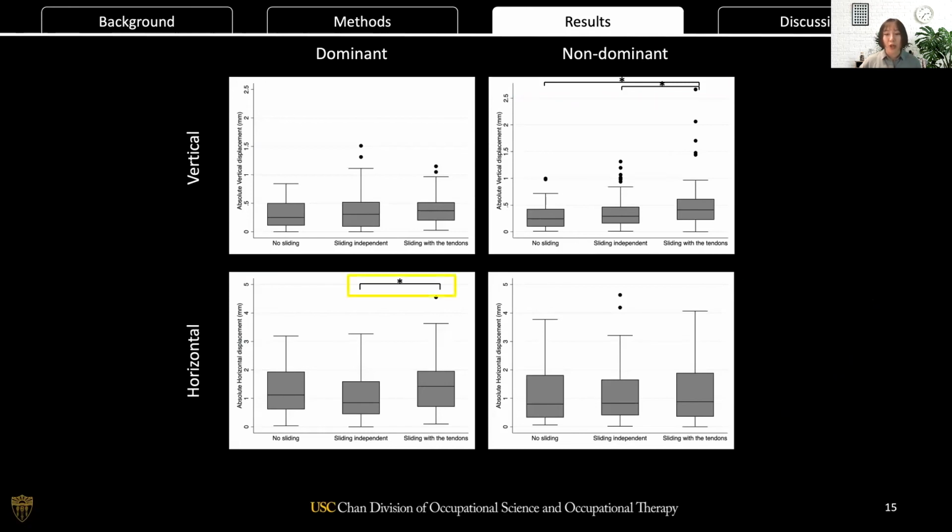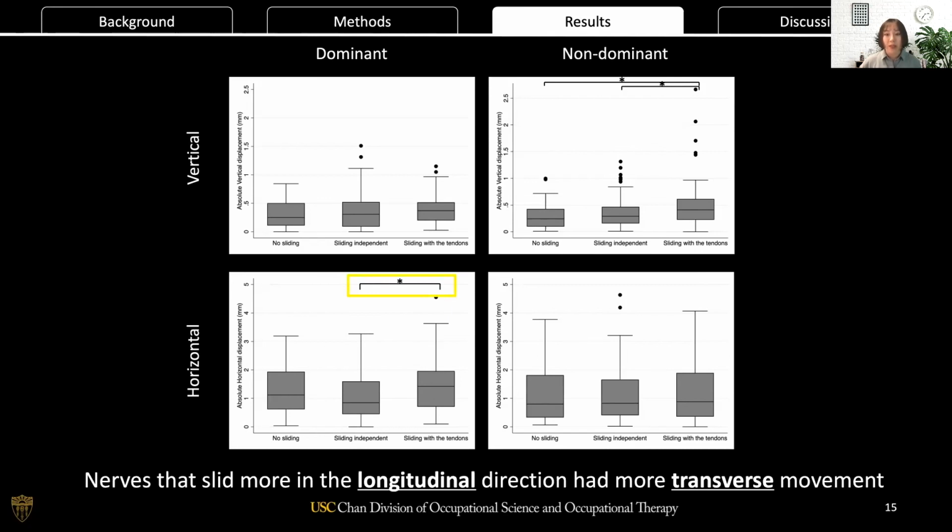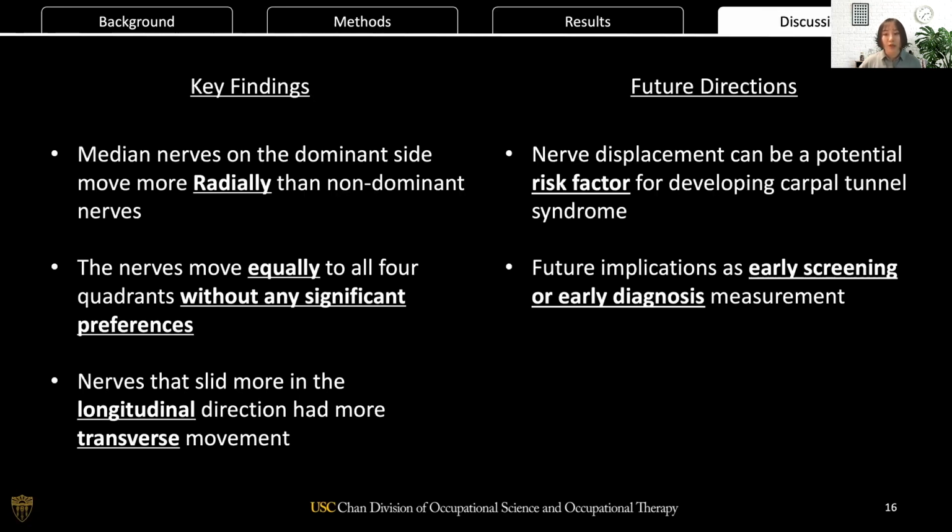In the dominant hand, we found a higher horizontal displacement for nerves sliding together with the tendons compared to nerves that slide independently. This result shows that in our healthy sample, nerves that had more longitudinal sliding also had more transverse movement. This association between longitudinal and transverse movement is relevant because it connects the nerve displacement in 3 dimensions. For nerves that slide more in the longitudinal direction, they may also get more pulled up or pushed down while gripping. Over time, this movement may cause friction and lead to nerve damage.